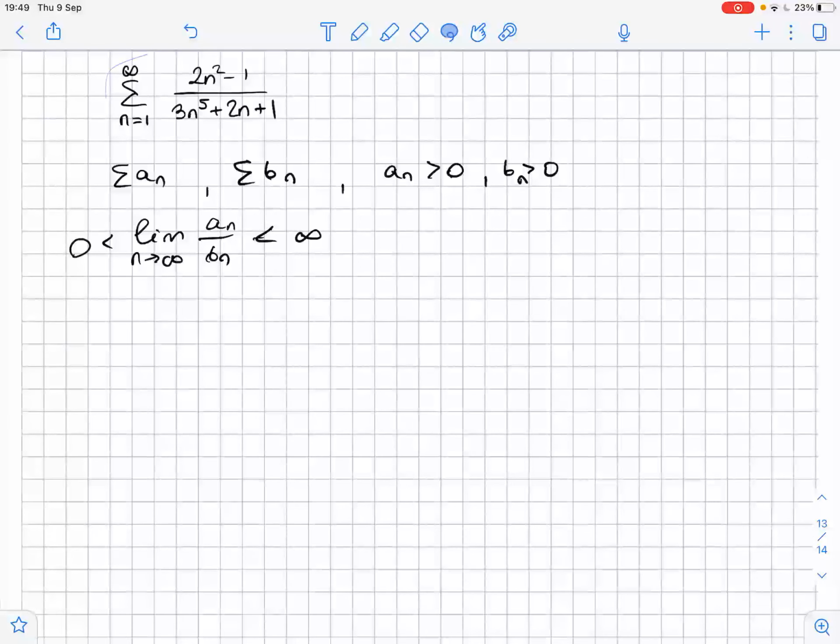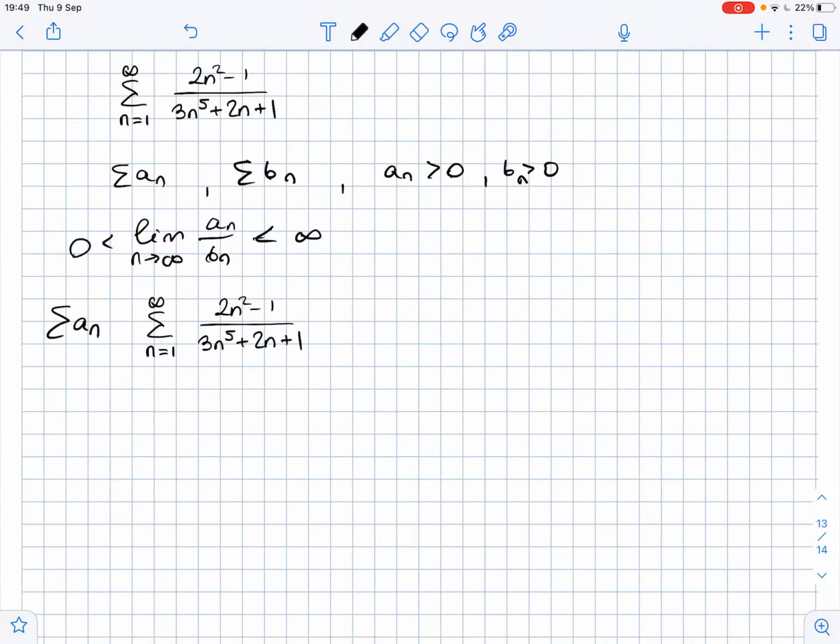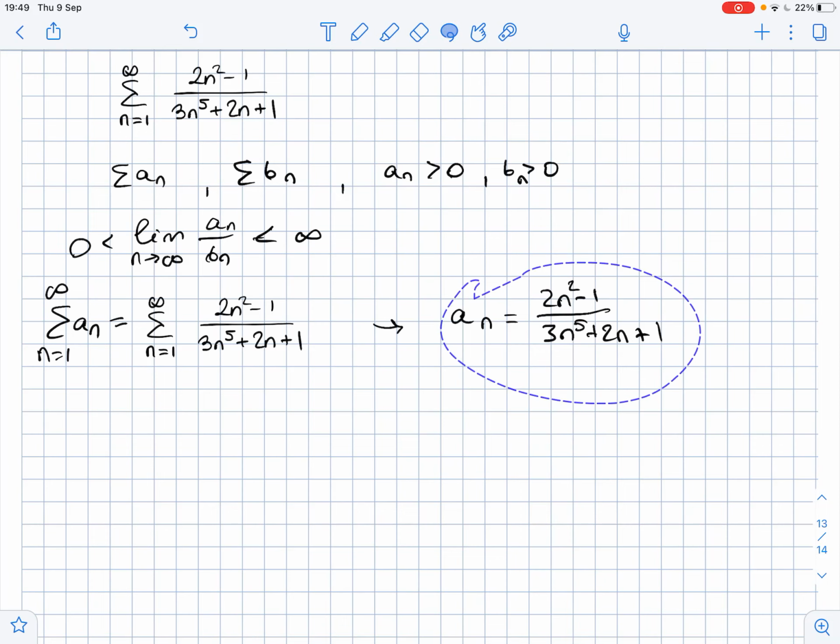Well, let's say that the given series is the an series. This is the sum of an, from 1 to infinity. So that means that in our case, an equals 2n squared minus 1 over 3n to the 5th power plus 2n plus 1. Now let's try to simplify this a little bit.